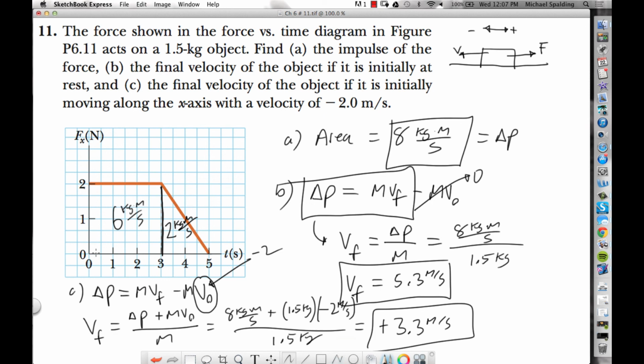For the square here. So look, the base was 3. The height is 2. So 3 times 2 is 6.